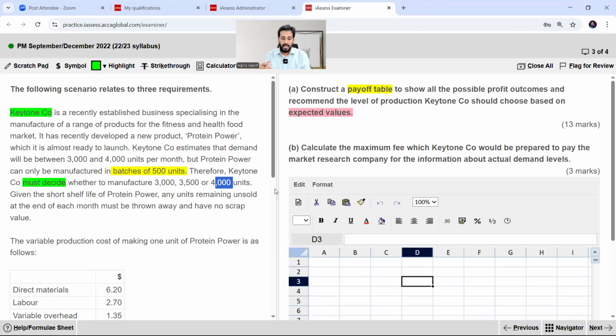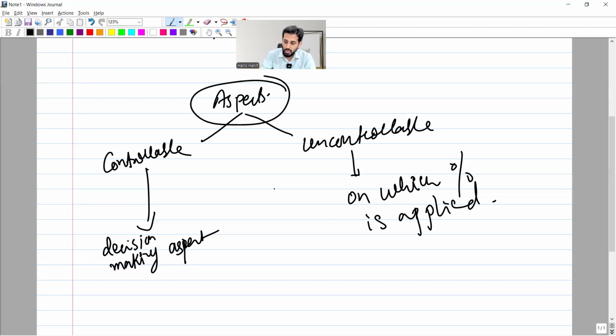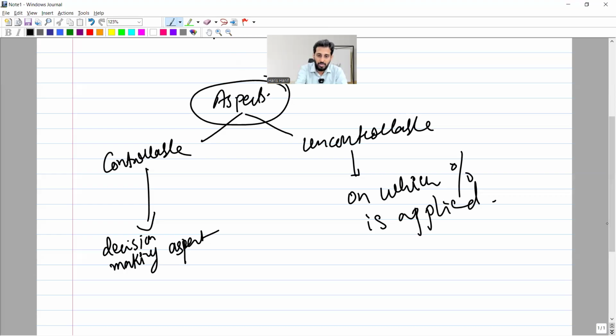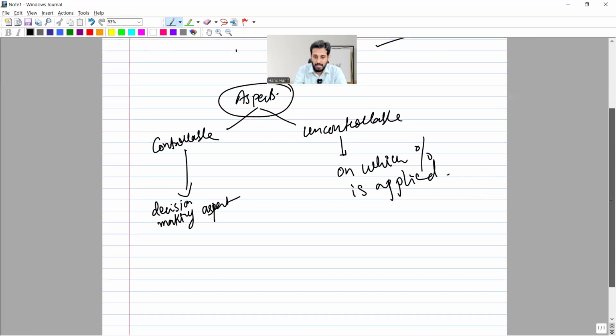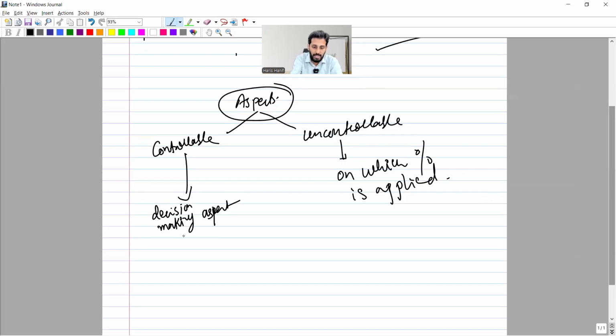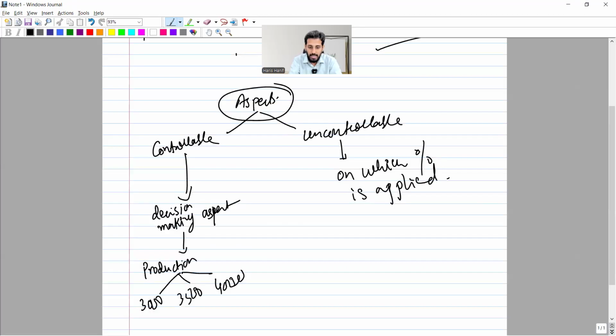So what is the thing? That means your controllable factor is the production level. Either 3,000, either 3,500 or 4,000, right? This is the simple point. So this is my decision making criteria: 3,000, 3,500 or 4,000 units. This is my production level.